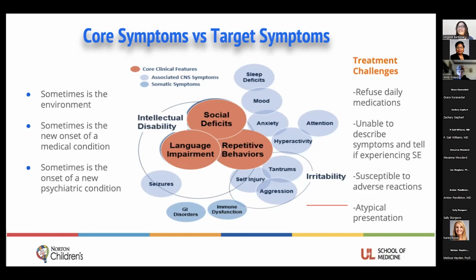One important idea is that there are always challenges related to the treatment. Frequently, kids are not able to talk about the side effects. They are not necessarily able to talk about their symptoms. The clinical presentation can be atypical, and a lot of times these kids are highly susceptible to side effects. So you have to be very careful with your decision, and have the parents highly involved in the treatment that you're going to provide.